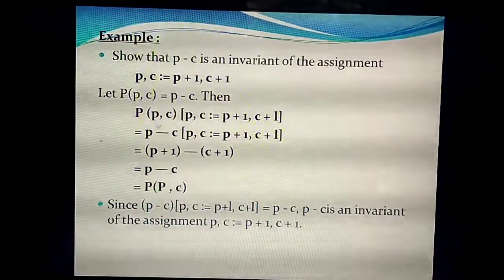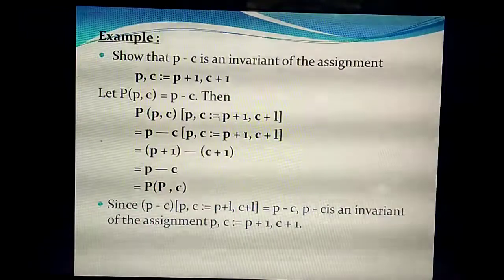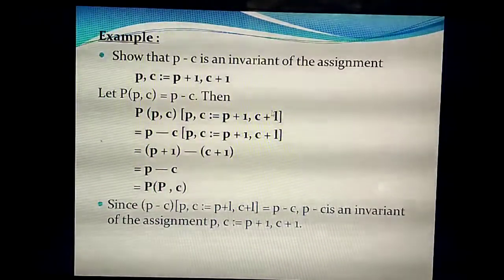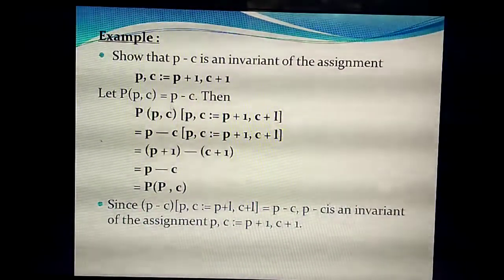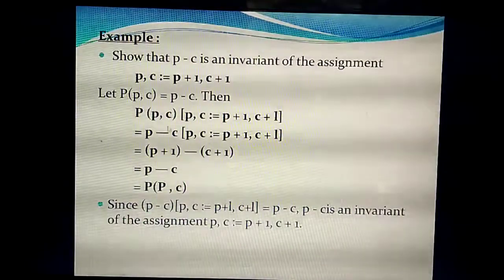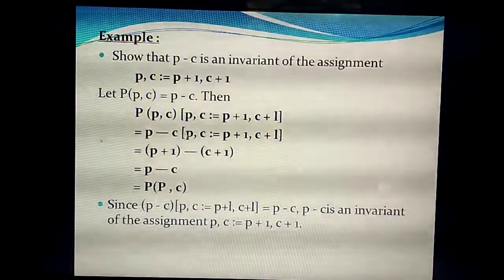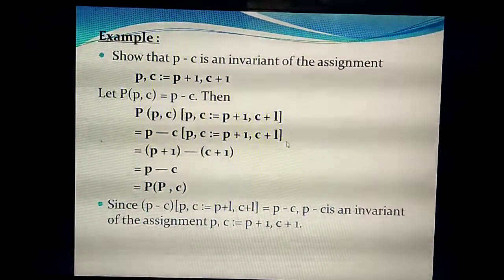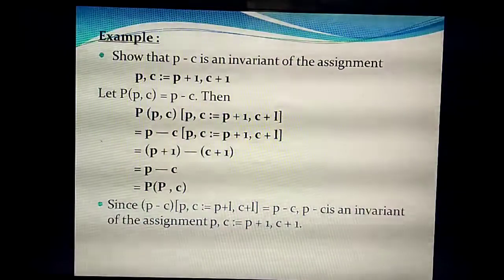These two variables you are taking, this probability of the whole thing you are going to prove as P minus C. So P of P comma C means the value of P is changed to P plus 1 and C is changed to C plus 1. Understand? Now substitute. P of P comma C, what value have they given? P minus C. Then inside, P comma C equals P plus 1 comma C plus 1.